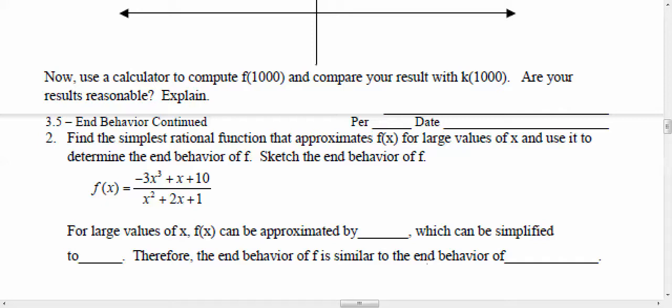Alright, let's try a couple of these on for size. We're going to take a look at the end behavior of these things. Here's my f of x, and it is equal to that. For large values of x, f of x can be approximated by, oh, that's pretty straightforward. That's just the negative 3x cubed, the leading term on top, divided by x squared. That simplifies to negative 3x.